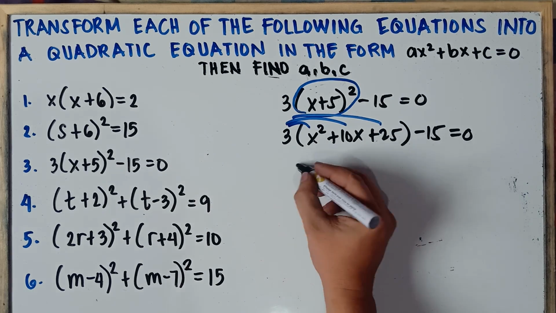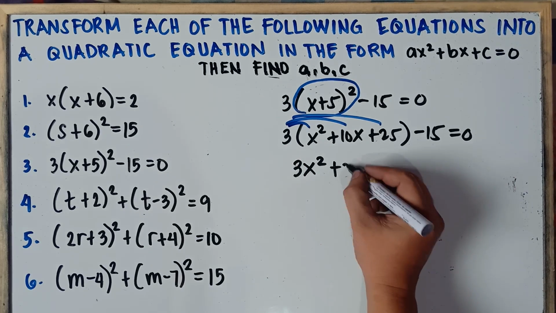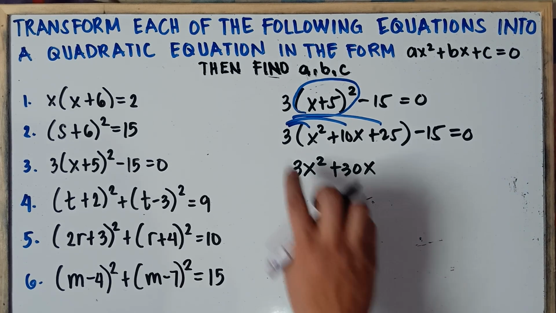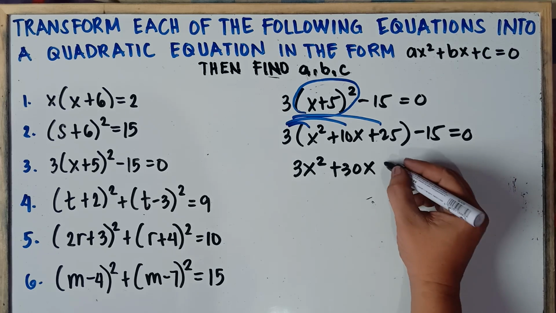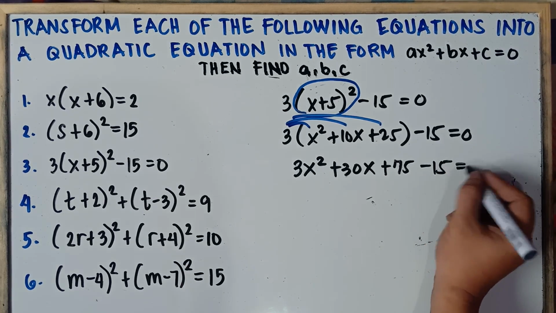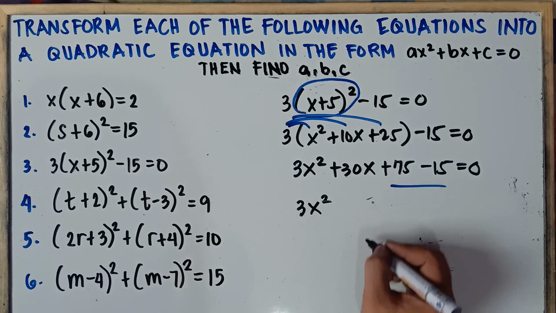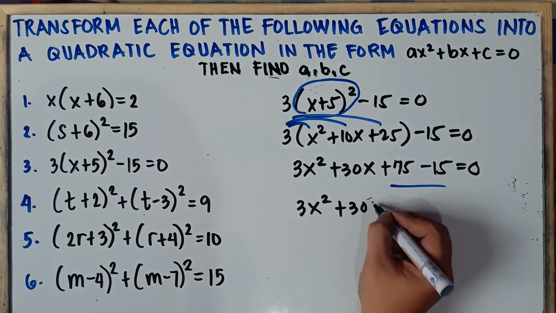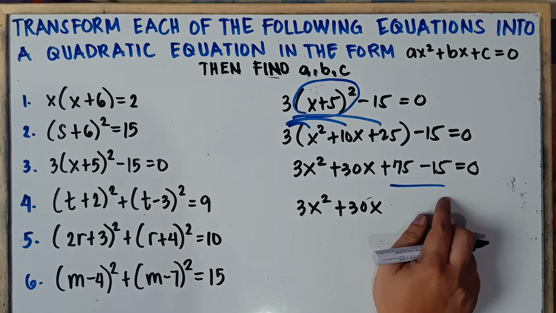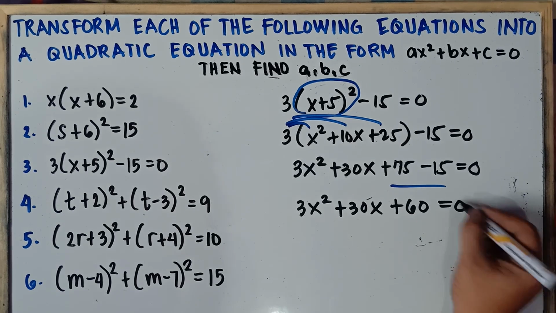So 3 times x squared, that would be 3x squared. 3 times positive 10x, that's positive 30x. 3 times positive 25, that's positive 75. Then copy minus 15 equals 0. Alright, so can we combine 75 and negative 15? Yep, we can combine that one. So copy 3x squared. Copy plus 30x. 75 minus 15, that is positive 60, equals 0.